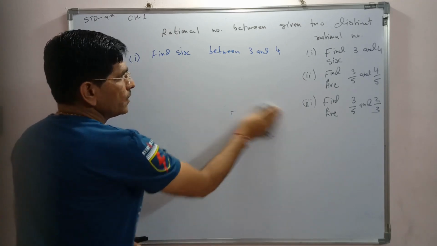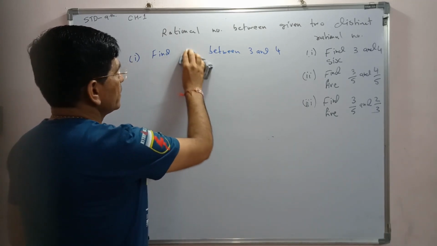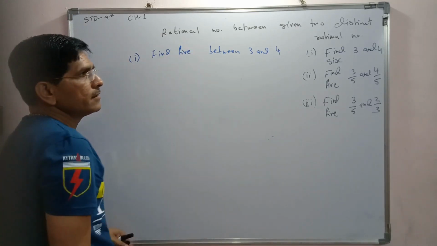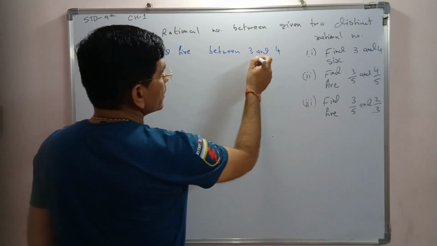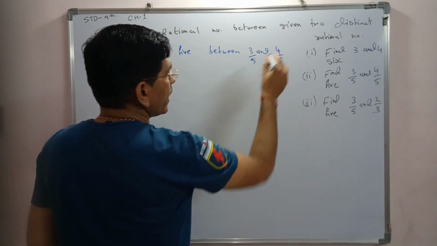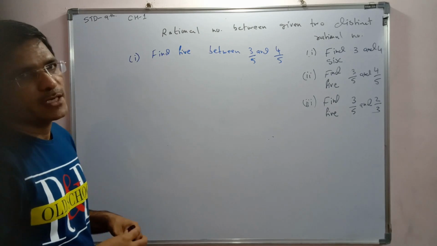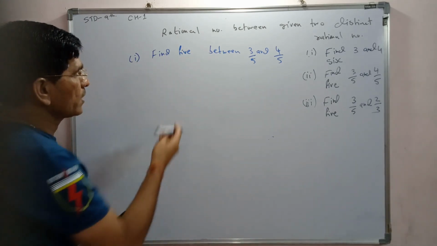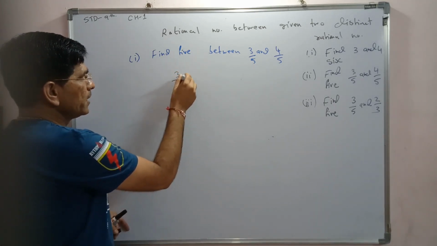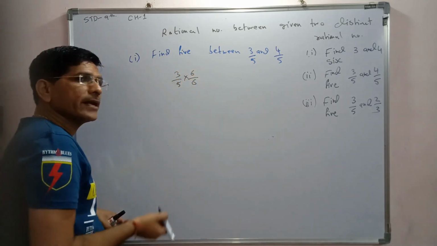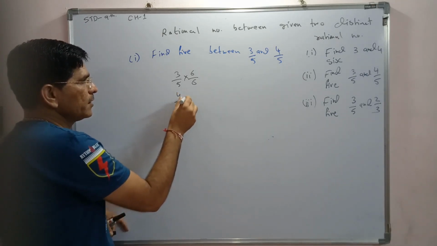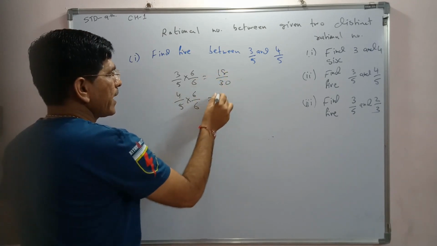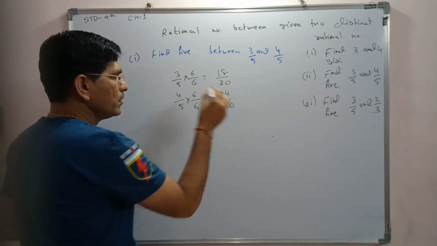In the second sum, if you read, how many terms are there? 5 terms are there. So we have to find rational numbers between 3 by 5 and 4 by 5. Now again, 5 is there, so 5 plus 1, 6. So 3 by 5 multiplied by 6, both numerator and denominator, and 4 by 5 multiplied by 6. So 18 upon 30 and 24 upon 30.